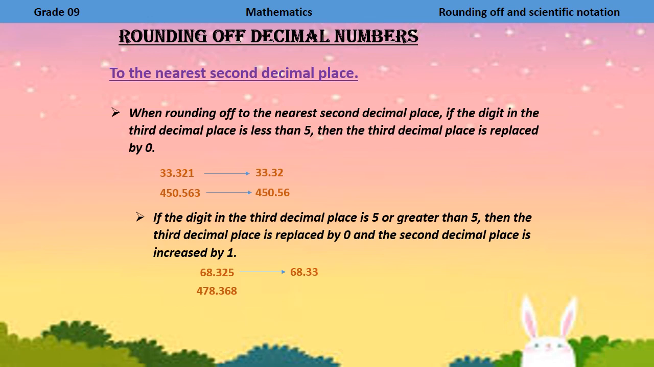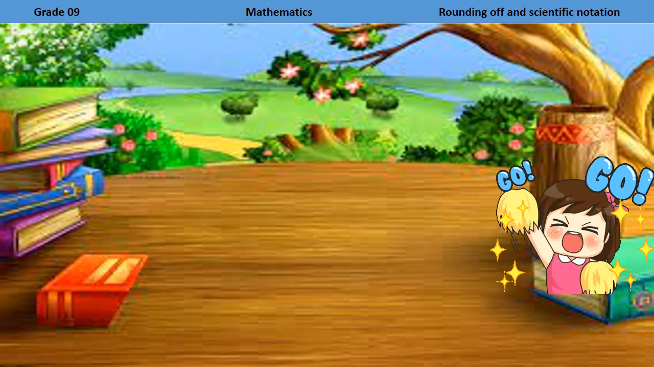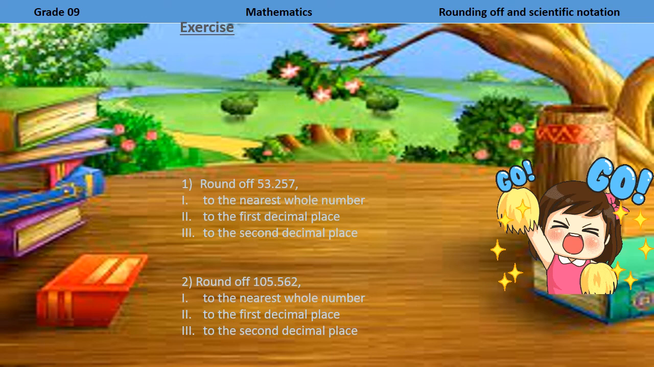478.368. 8 is the third decimal place number, so it is greater than 5, then we have to increase 6 by 1. Answer is 478.37. Right. Now pause your video and try to do this exercise. Check your answers.